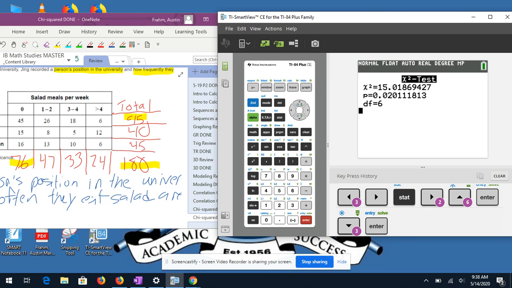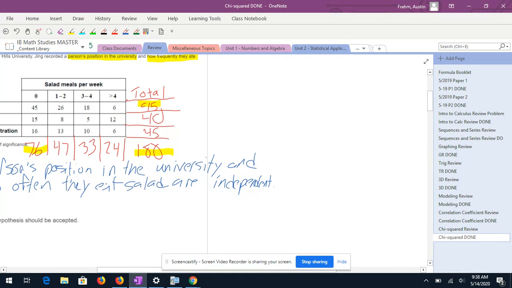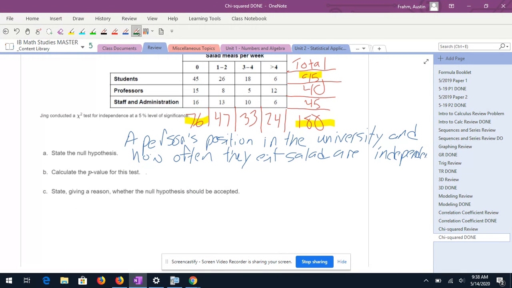P-value is 0.020111813. Now we can round this to 3 sig figs, so it'd be 0.020. All right. The p-value equals 0.020.